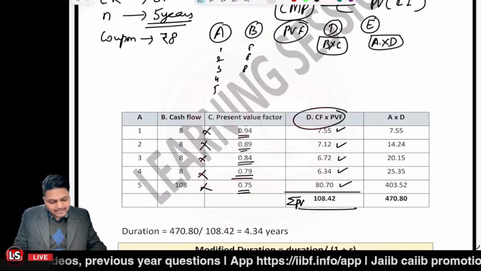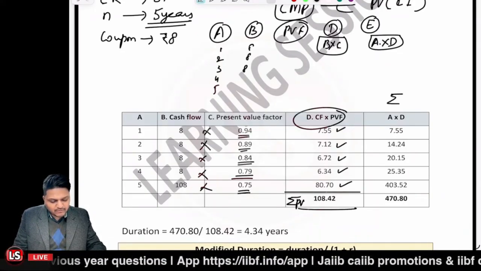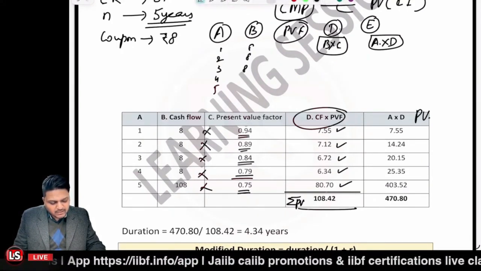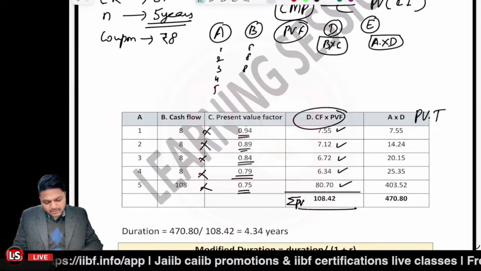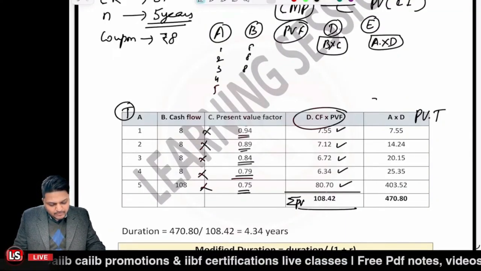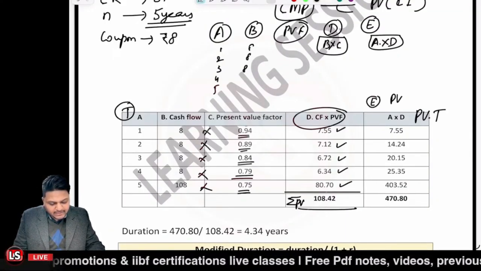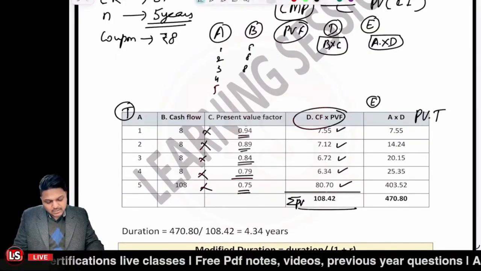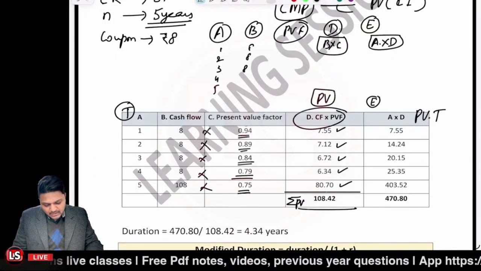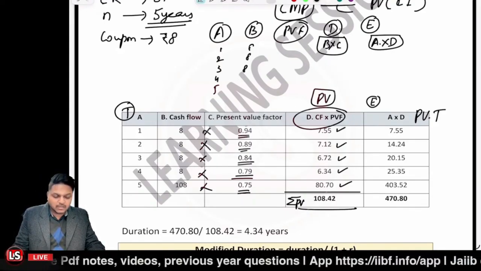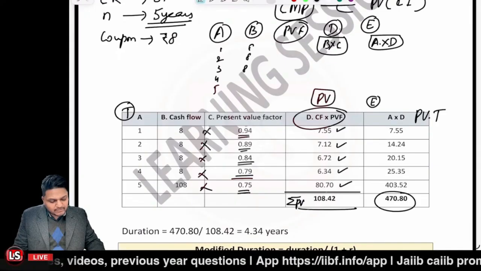And here it is summation of PV, or we can simply say A into D is actually equal to what? It is PV dot T, right? Because the A column is T, and this E column over here is PV, that is present value dot T. So the D column is PV, and we are multiplying PV with T, that is PV dot T, right? So here we get the total 470.80.